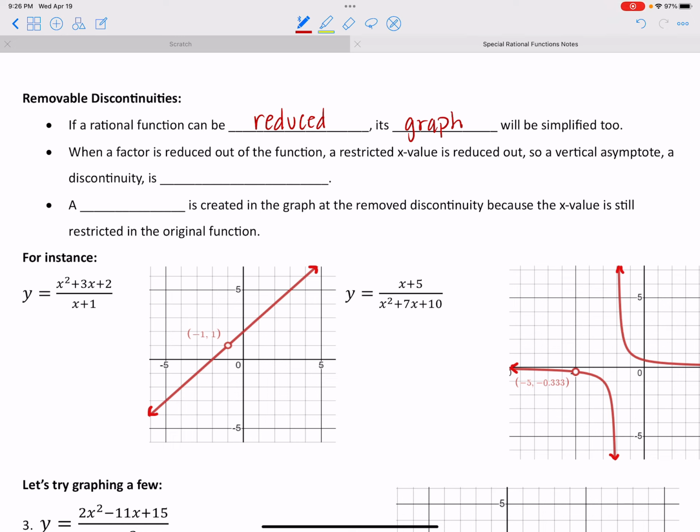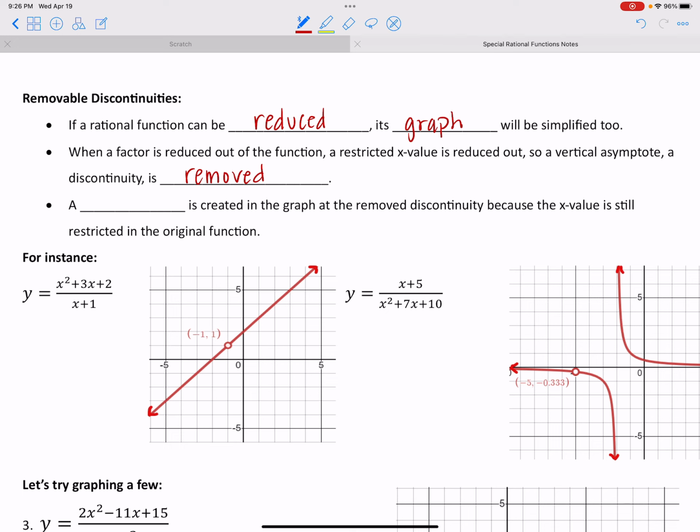Well, those restricted x values normally cause vertical asymptotes, so a vertical asymptote sort of gets removed from the picture. And a vertical asymptote is a discontinuity in the graph. So when this happens, we call it a removable discontinuity, right? The vertical asymptote, a discontinuity, is removed from our graph when that restricted x value gets reduced out of the equation. Now, the restricted x value is still a restricted x value. It's still restricted from the original function, so we still have to account for it in some way.